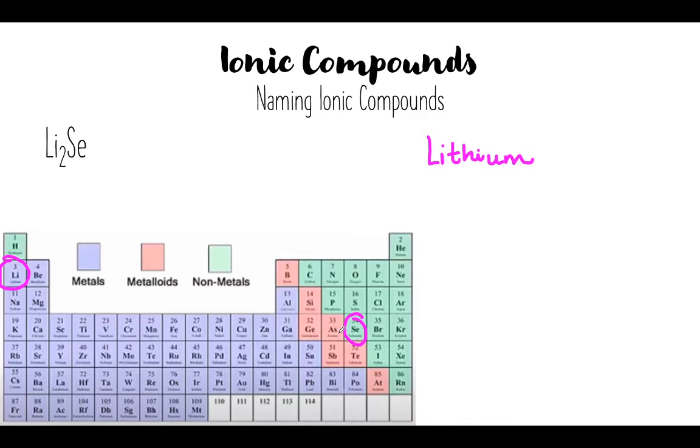Selenium is a nonmetal, which means that I'm going to have to change the ending a little bit. And the ending of the nonmetal in ionic compounds is changed to IDE. So instead of it being lithium selenium, it's going to be lithium selenide. And that's it. I'm not writing anything about the numbers in my simple ionic compounds. I'm just leaving it as it is. So the compound that I'm given here, if I'm naming it, it's lithium selenide.